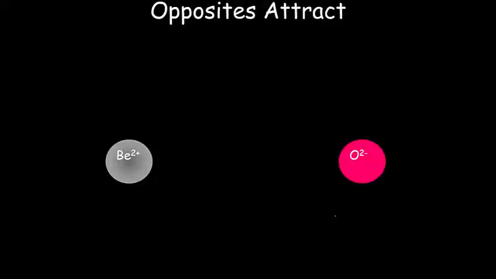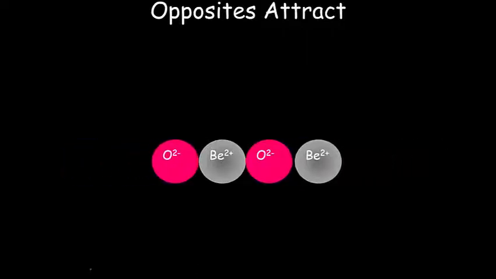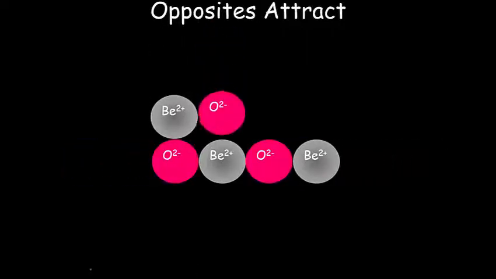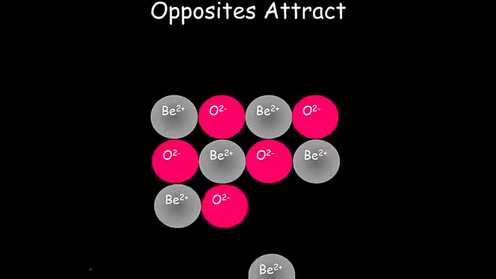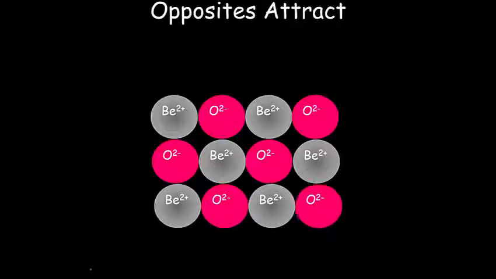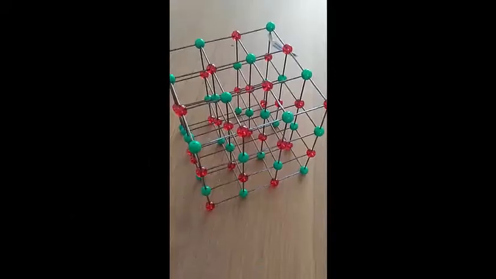Okay, if we then look at how that works on a bigger scale, here we've got a different compound, which is beryllium and oxygen. Okay, the beryllium has lost 2 electrons and the oxygen's gained 2. So the beryllium is positive, the oxygen is negative, and they attract to each other. Okay, and because they're attractive on all sides, they can attract other atoms, or other ions rather, on all sides. Let's have a look at this in 3D.